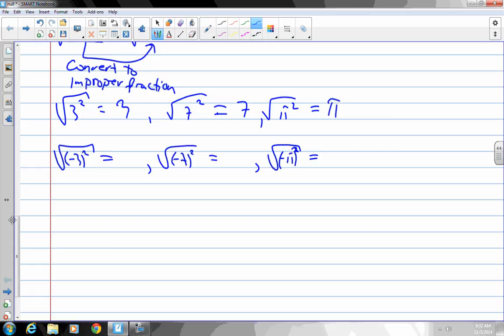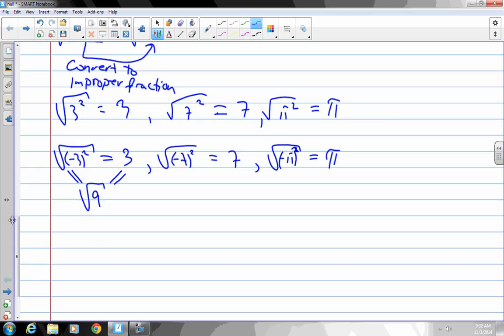What do we get? +3, +7, +pi. Why? Okay, so if you follow the order of operations, -3 squared is +9, and the square root of 9 is 3, right? So following the order of operations, you get that. So it's not just simply dropping the power.